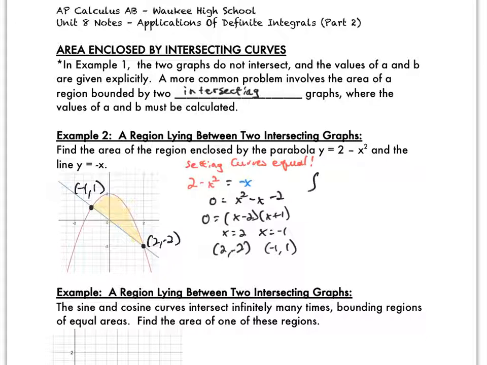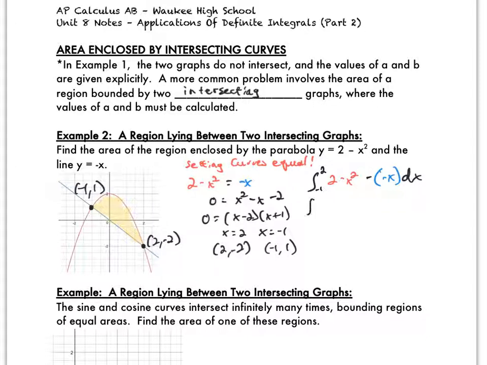So all I have to do is just set up my integral just like I've done before. Let me clean that up just a touch here. And the only thing I need to fill in is my limits of integration, and that's going to be really easy to do because I found those when I solved the system. The lower limit of integration is going to be negative 1, and the upper limit is going to be 2.